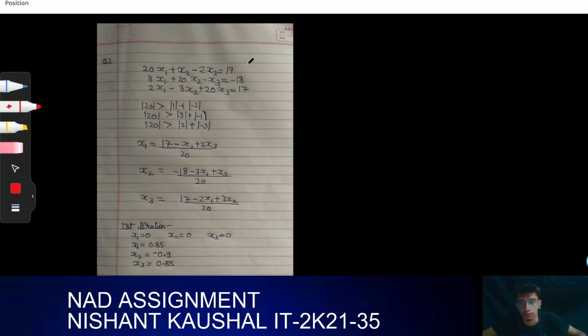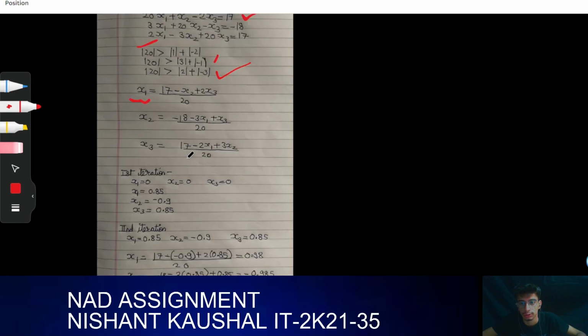In a Gauss iterative method, it is important that one of the coefficients should be greater than the sum of the other two. So in this, x1's coefficient is greater than the other two, in this x2 coefficient is greater, and in this x3 coefficient is greater. So what we will do is, we will put x1 on the left hand side and bring all the other things on the right hand side. So x1 equals 17 minus x2 plus 2x3 upon 20. Similarly, we will find out x2 and x3.